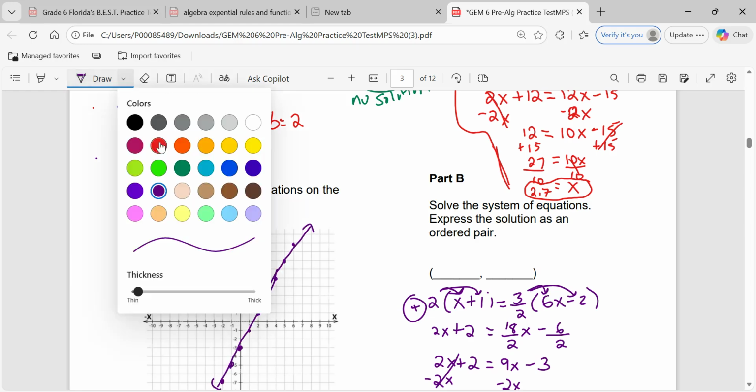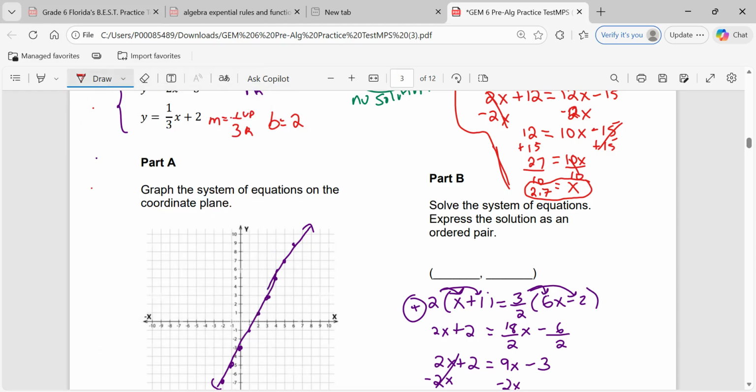Now let's graph the red one. My y-intercept is 2. I start at positive 2. And then I'm going to go 1 up and 3 right. Oh, there it is. That's where they cross. 1 up and 3 right. If I can't go up and right, then I can go down and left. So then there goes my red line.